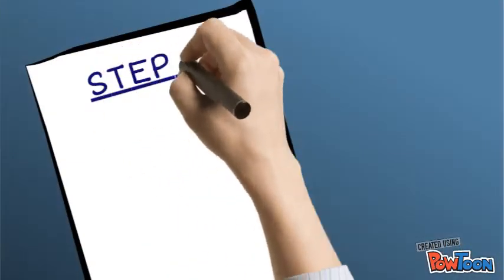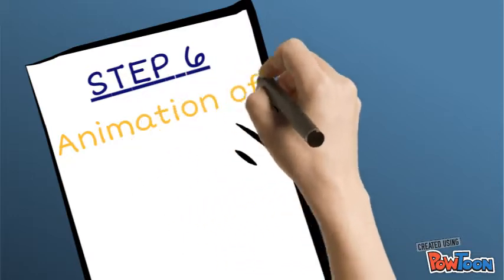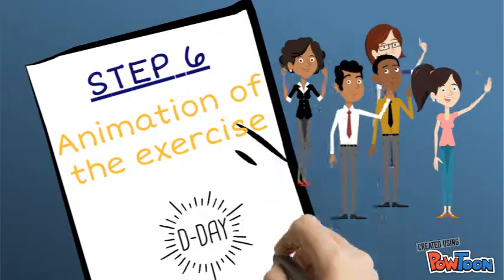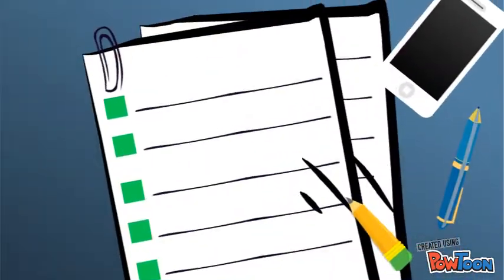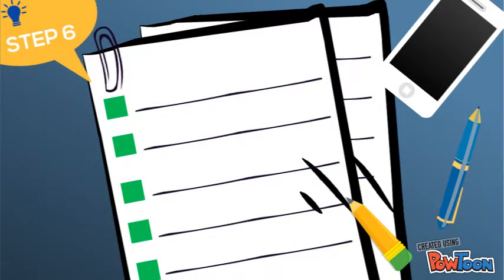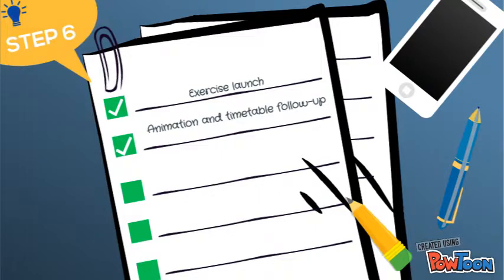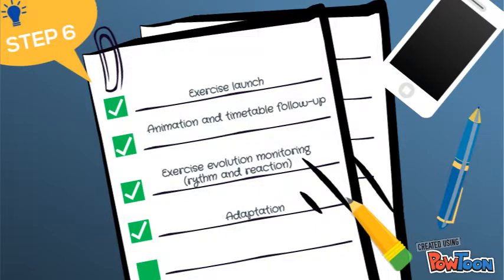Step 6. Exercise animation. It's now time to launch the exercise. The animation team follows the chronogram and timetable. It has to be adaptive, to be the most realistic. One or several persons are dedicated to observation, following the established observation grid.